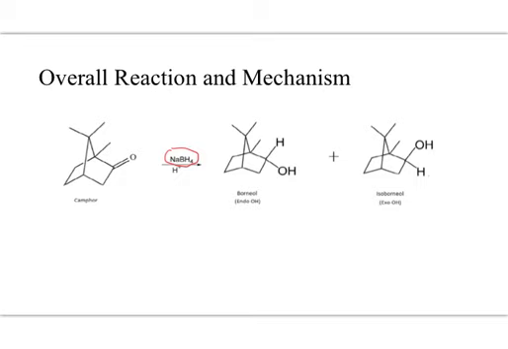So the mechanism of this reaction: sodium borohydride, sodium plus BH4 minus, reacts as a source of hydride ion, H minus. Okay, and the way that happens is it could attack from the top face or it could react from the bottom face to give either of the two products shown.